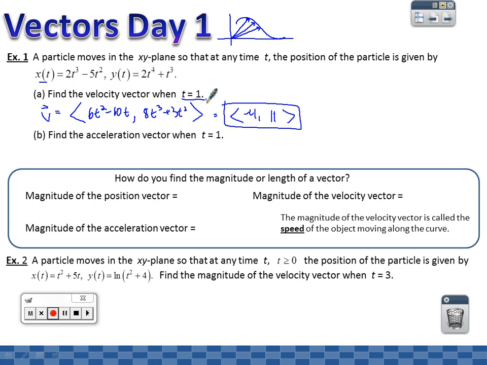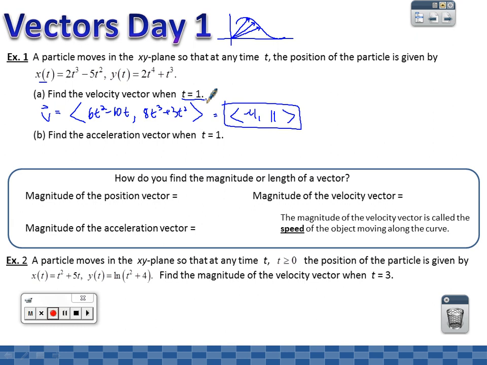Okay? Pretty straightforward. The concepts that we're working with are old concepts that we've been working with for a long time. We are just applying them to different types of equations. We're looking at velocity or vector equations now.